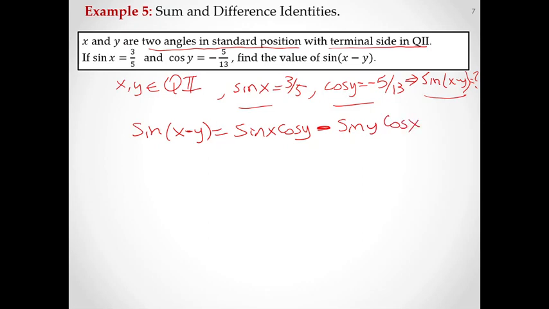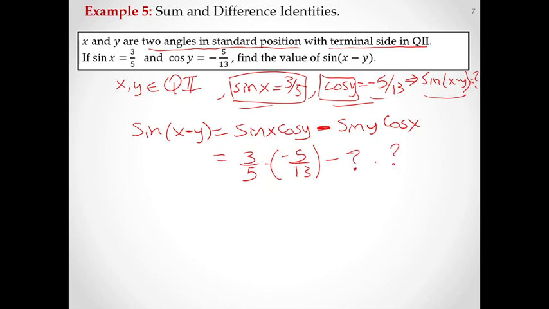And then, okay, what is given to us? Sine x is given to us, so we can substitute here 3 over 5. And cosine y is given to us, which is negative 5 over 13. Now, what about sine y? Okay, this is still a question mark, because they're not given here. So what should we do here is to find these two. So how can we find them?